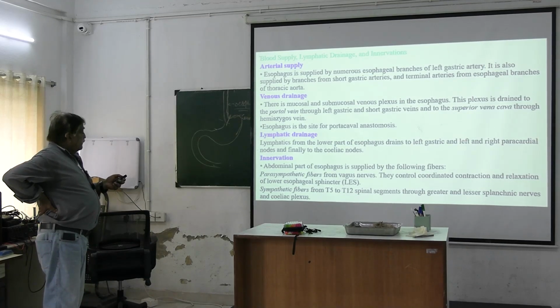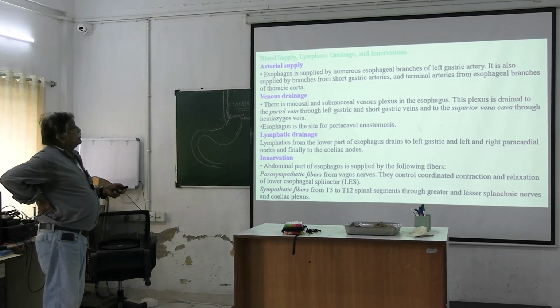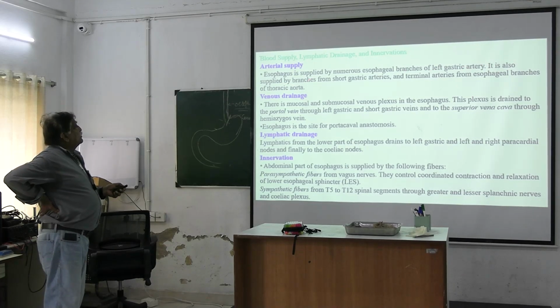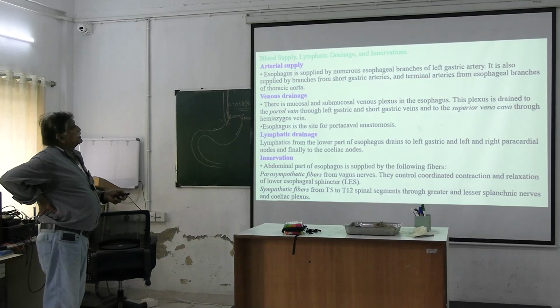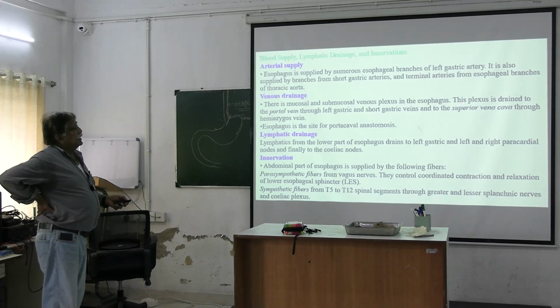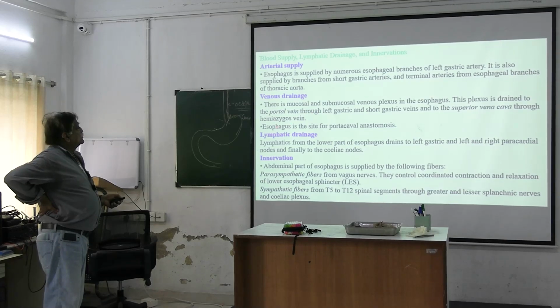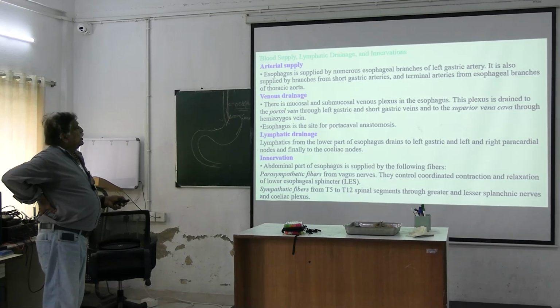The arterial supply: esophagus is supplied by numerous esophageal branches of the left gastric artery. It is also supplied by branches from the short gastric arteries and terminal arteries from the esophageal branches of the thoracic aorta. Venous drainage: there is a mucosal and submucosal venous plexus in the esophagus. This plexus is drained to the portal vein through left gastric and short gastric veins, and to the superior vena cava through the hemiazygos vein. Esophagus is the site for portacaval anastomosis.